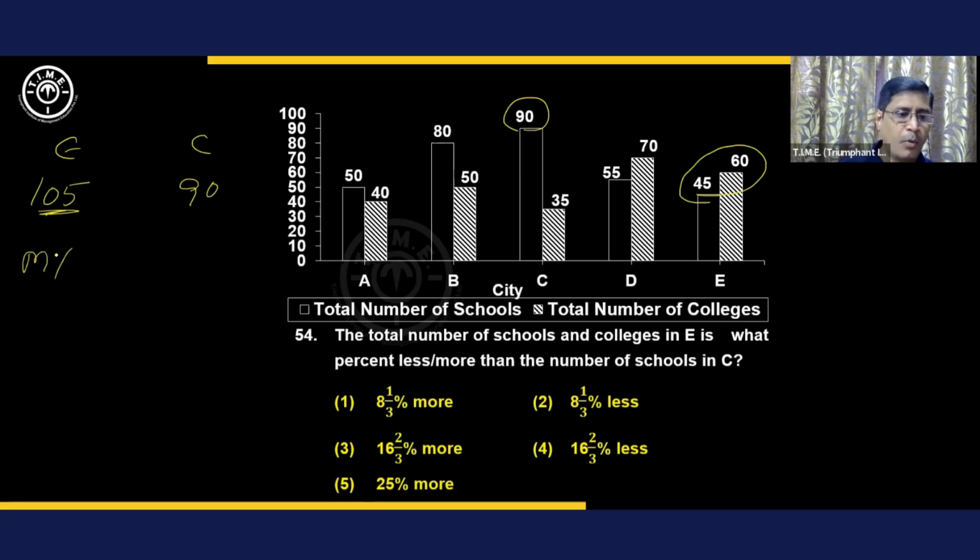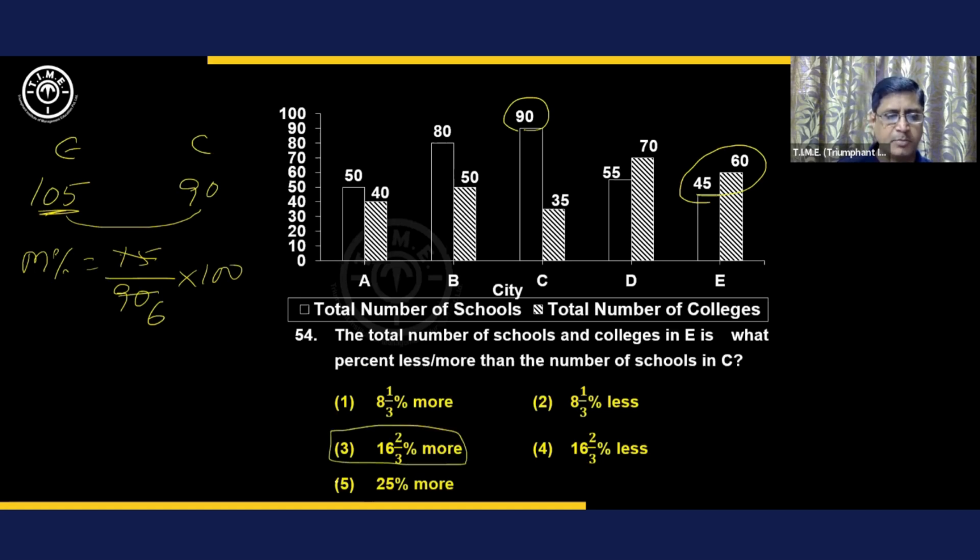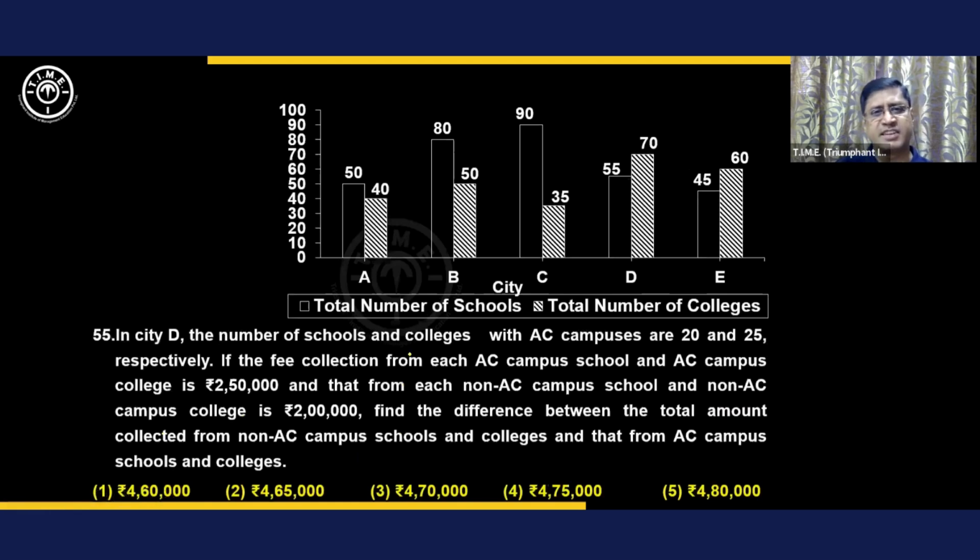It is more. More percentage means the difference divided by the smaller value into 100. How much is the difference here? Difference is equal to 15 by 90 into 100. 15 goes into 90 exactly 6 times. 100 by 6 is 16 2/3 or 16.66%. So what is the right choice? Option number 3. Third choice is the correct answer. Look at the next example on your screen.